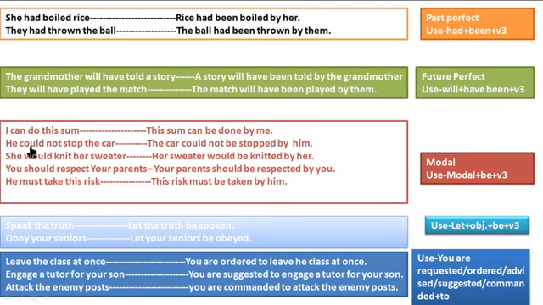Next sentence is he could not stop the car. The car is the object, could is the modal, it is a negative sentence, then we use be. Stopped is the third form, by, he becomes him. The car could not be stopped by him. In the same manner, the other sentences with modals are changed from active into passive voice. He must take this risk. The risk must be taken by him.